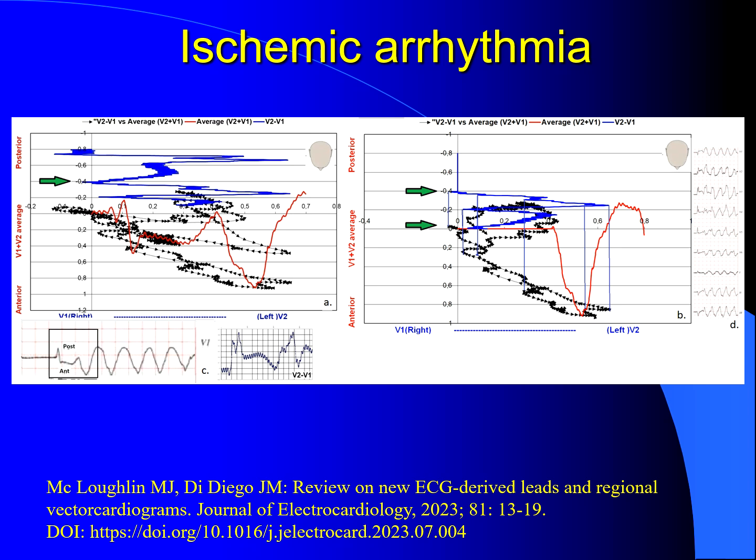Ischemic arrhythmia. This slide shows the onset of an ischemic ventricular arrhythmia after balloon inflation in the proximal LAD. Panel A shows the last normal beat and the first beat of the arrhythmia, green arrow. In panel B, the first 400 milliseconds were deleted to more clearly see the onset of the arrhythmia.